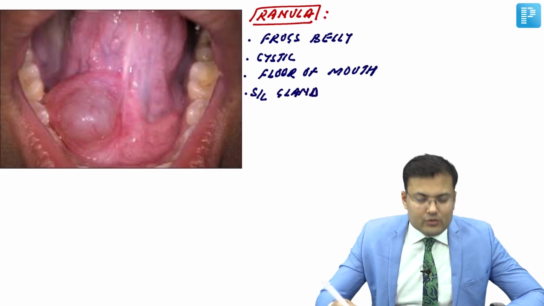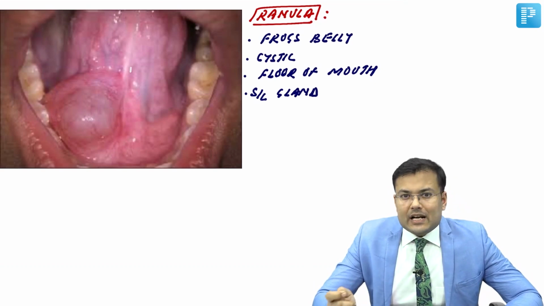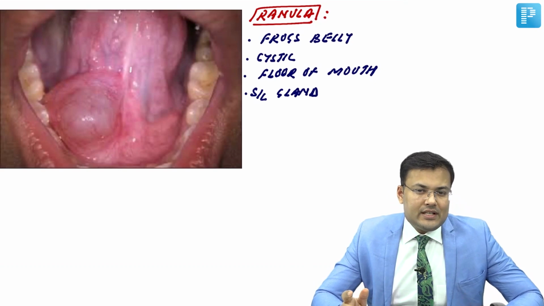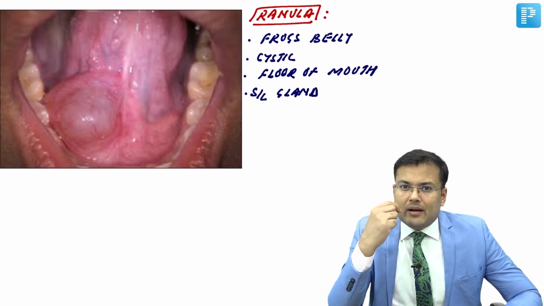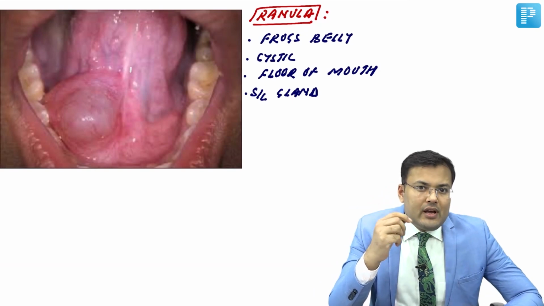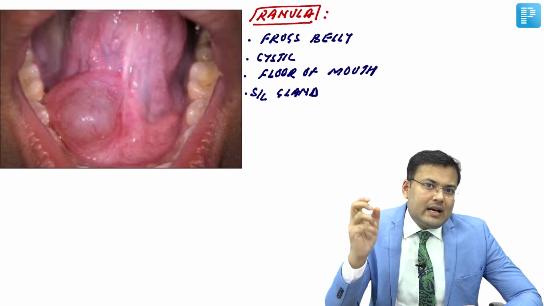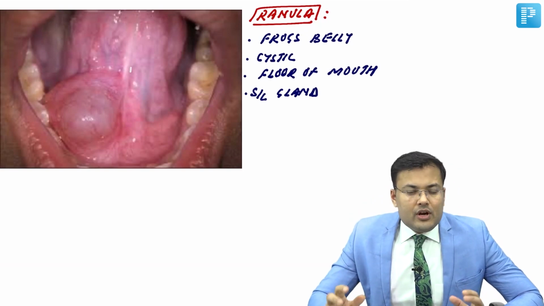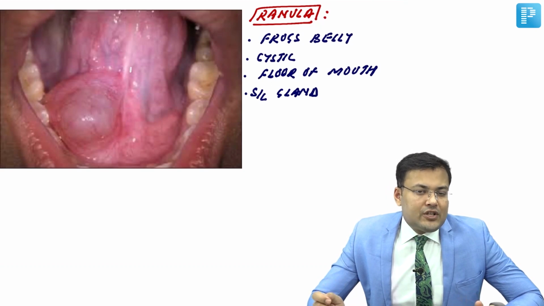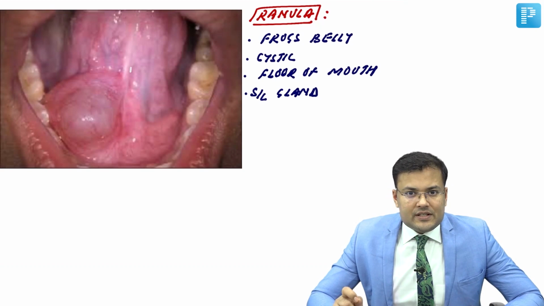Okay, now see what's the problem. Ranula can be both a mucus extravasation cyst and a mucus retention cyst. What is extravasation? Because of trauma or because of rupture, whenever there is spillage of mucin, what happens? It is lined by granulation tissue or fibrous tissue. So this phenomenon is known as mucus extravasation phenomenon, and the cyst is a mucus extravasation cyst.